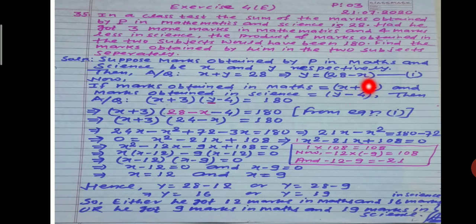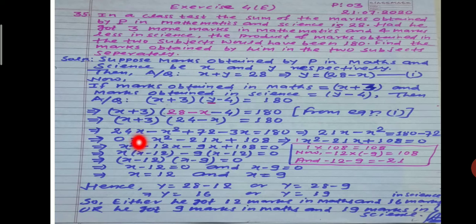then according to the question the product of these two marks will be equal to 180, that is x plus 3 into y minus 4 will be equal to 180. This implies that x plus 3 into 28 minus x, the value of y we have kept here, 28 minus x is the value of y, and minus 4 is already here, so it will remain the same, is equal to 180 from equation first. Then we get x plus 3 and 28 minus 4 will be 24 minus x will be equal to 180.